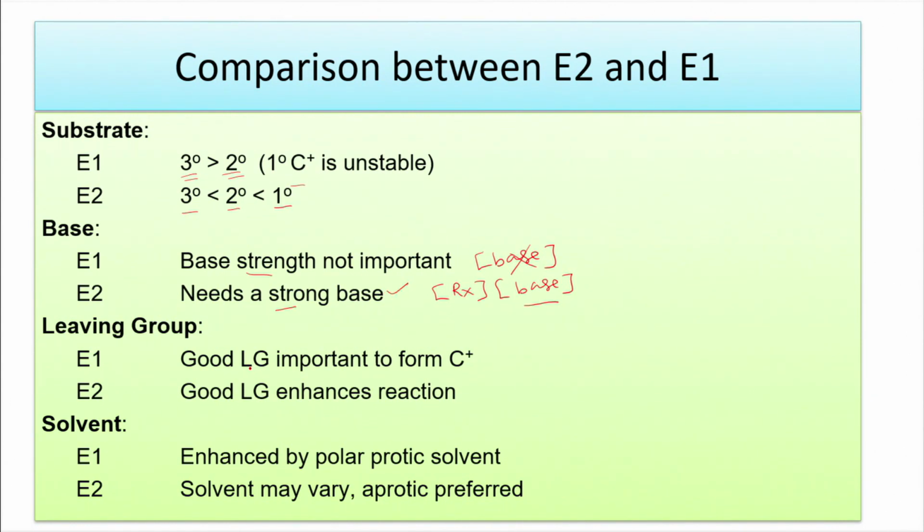And when we talk about leaving group, in both the cases the leaving group is involved in the reaction, and especially in the case of E1, how quickly the leaving group can be lost leads to the carbocation. So this is the rate determining step. So a good leaving group favors the carbocation mechanism very effectively. And of course, in the rate determining step, the loss of halogen, or the loss of leaving group, is involved in E2 also. So that means a good leaving group enhances the reaction even for E2.